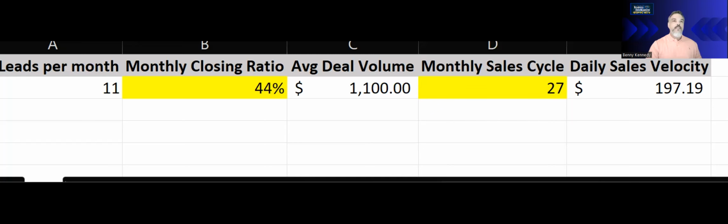So over here on my calculator, we calculate 197.19, 333, and we see 47%. So the math holds up. Now, what does all this really mean? What does all this really mean to us?